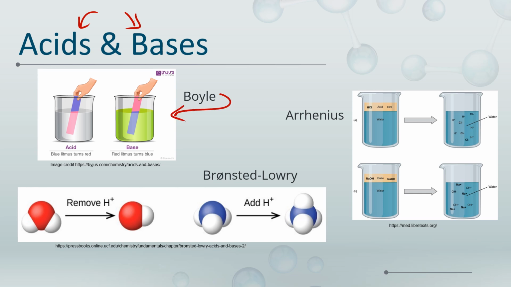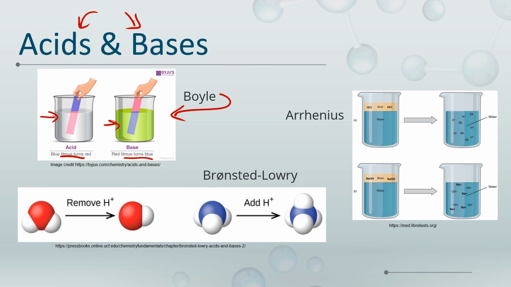One of our first definitions of acids and bases came from Robert Boyle, an Irish chemist in the 17th century. He said that acids taste sour, react with metals, neutralize bases, and turn litmus red, whereas bases feel slippery. They neutralize acids. They turn litmus blue.